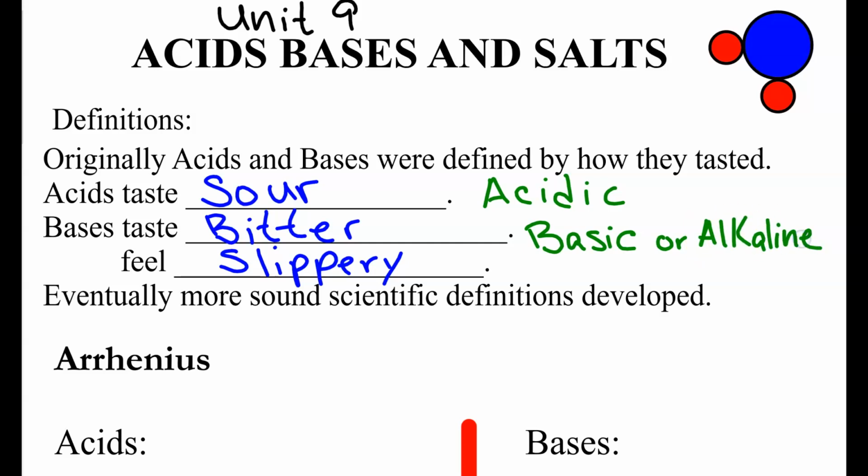Now, we've heard this word alkaline before when we did the periodic table unit. You should remember that Group 1 and Group 2 make alkaline substances. That's why they're called the alkali metals and the alkaline earth metals, respectively. So that's going to come up again, and that has to do with how those metals interact with water.